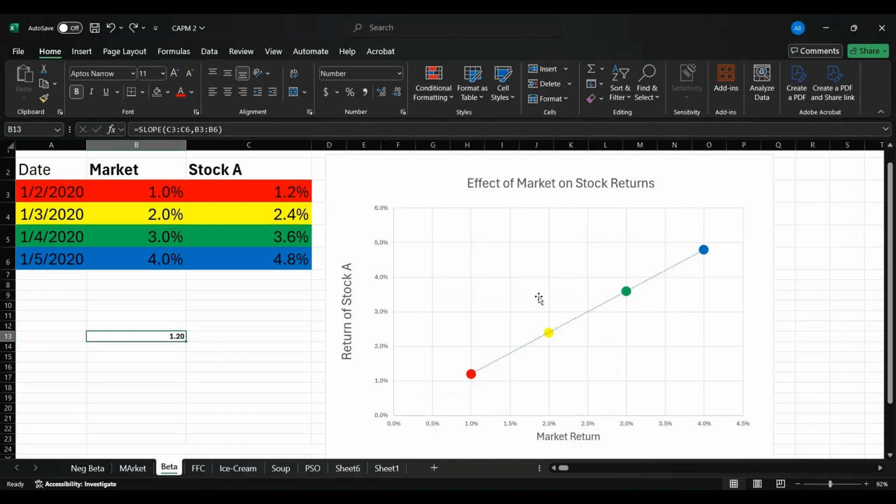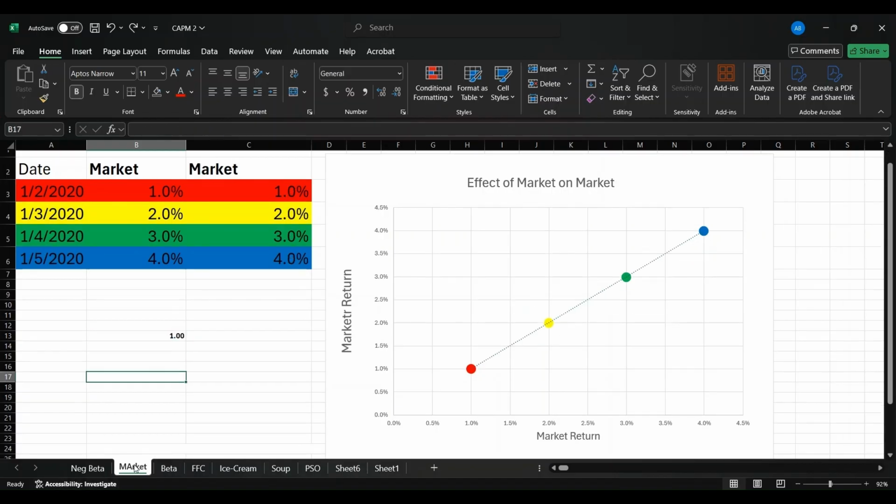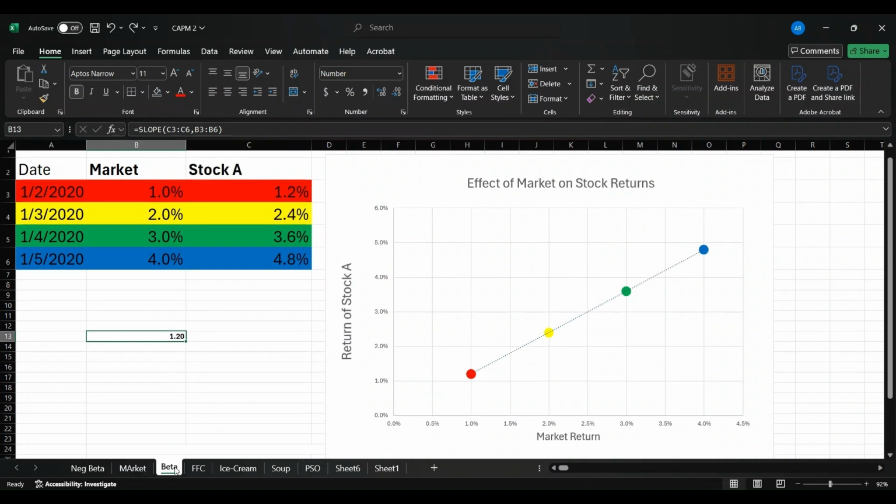Another way of thinking about this is to consider the beta of the market, which is 1. Don't believe me? Check for yourself. If you draw a scatter plot with the market returns on the x axis and the y axis, and we take the slope of that trend line, we get 1. And this will hold true always. So the beta of the market is 1 and the beta of our stock is 1.2. This means that the stock is 20% riskier than the market.